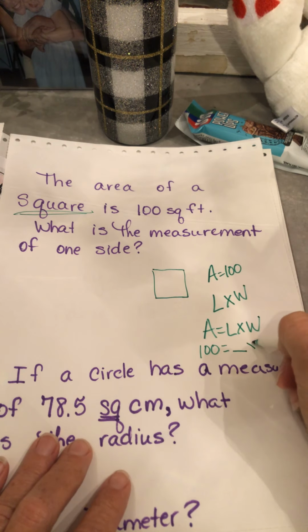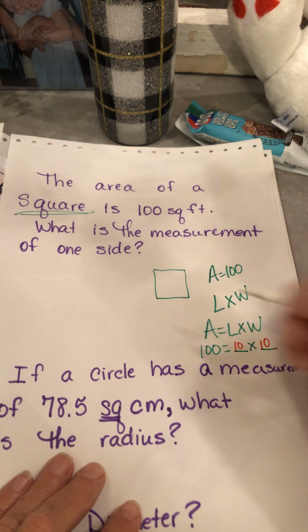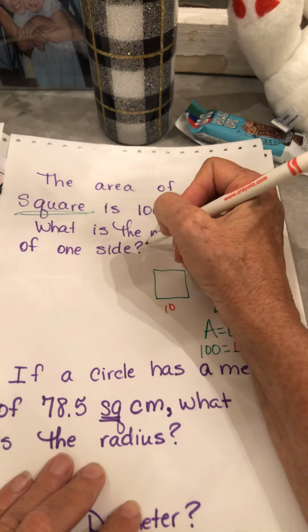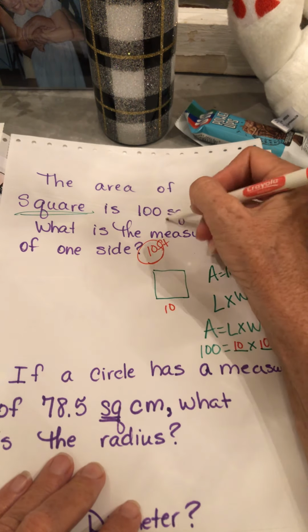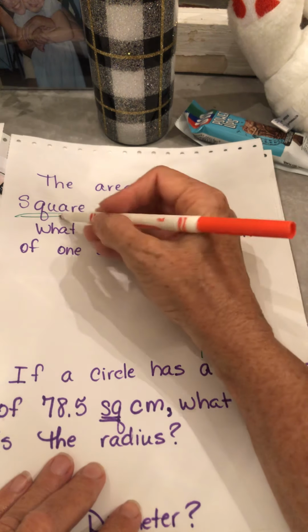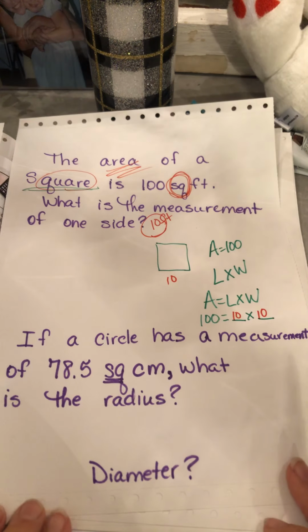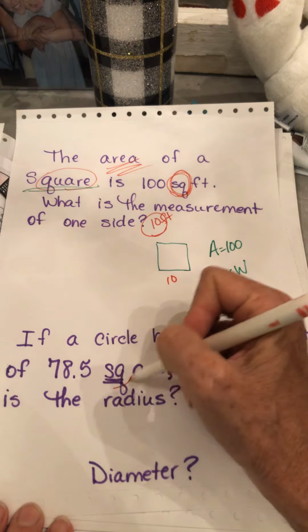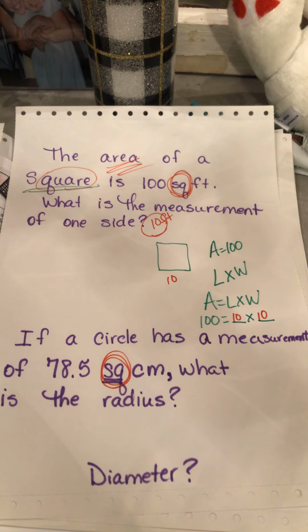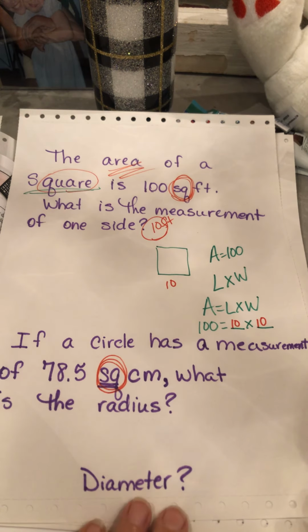So I'm thinking in my brain, what times what gives me 100? Well, I am hoping that you realize 10 times 10 gives me 100. So what's the measurement of one of the sides? 10 feet. By the way, this key right here, square, lets you know it's an area question. All right, if a circle has a measurement of 78.5 square centimeters, right away I'm thinking that's an area question. What is the radius?